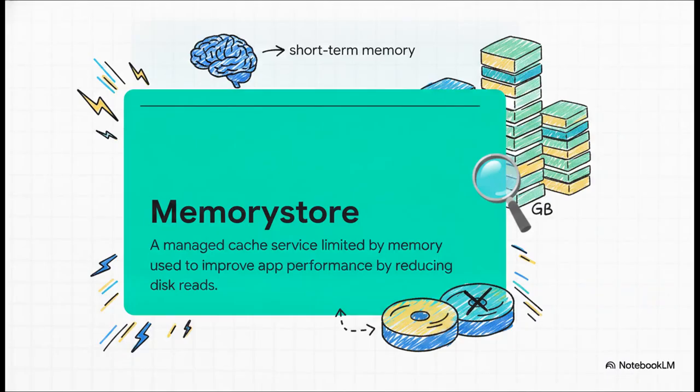Okay, so let's talk about speed. You can really just think of Memory Store as your application's short-term memory. It's this fully managed cache service sitting right in front of your database, and it serves up frequently hit queries lightning fast. Because it's caching query results in memory, specifically using Redis setups that can scale all the way up to 300 gigabytes, you're drastically cutting down on disk reads. And that means a massive boost in your app's performance.